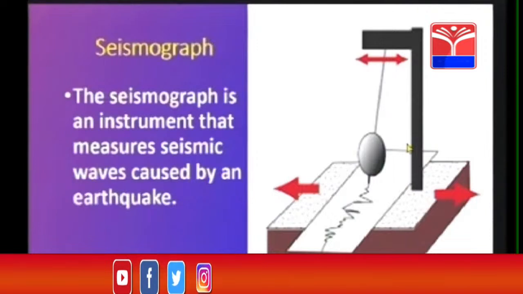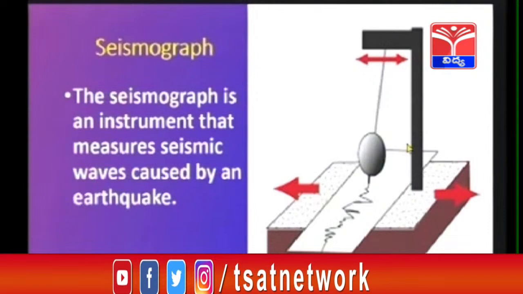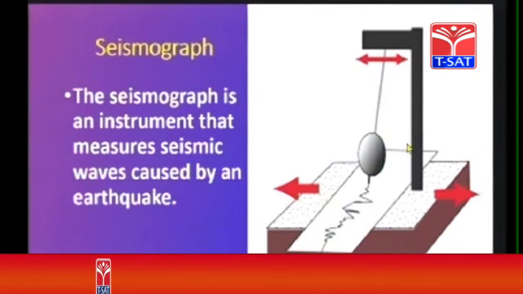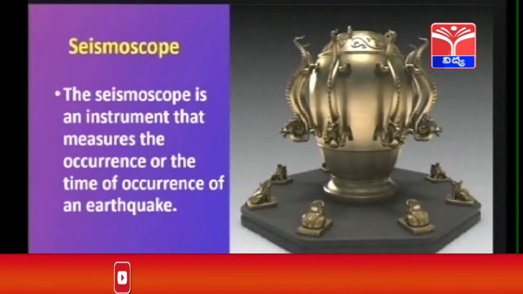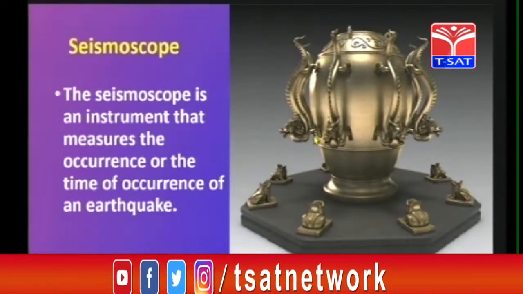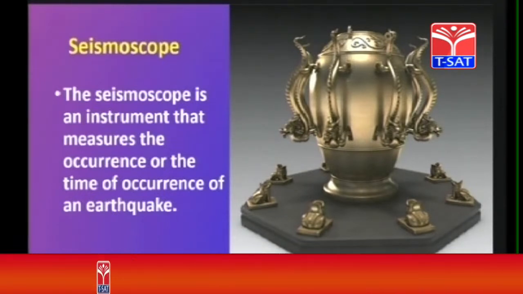Now by studying these waves, scientists have constructed a complete map of the earthquake. The seismic waves can be recorded and then we can predict the earthquake. The intensity of the earthquake can be predicted. Now this is another instrument, the seismoscope. It is an instrument that measures the occurrence of an earthquake.